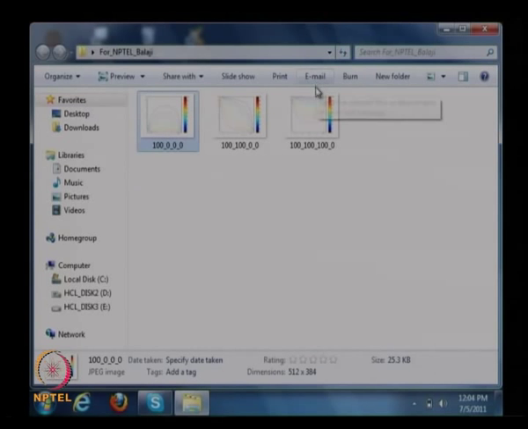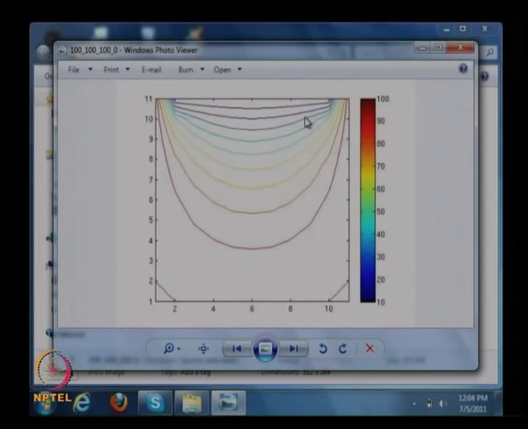Now for other conditions also we have got this. So this is basically 3 walls at 100 and 1 wall is at 0 degree centigrade. Which wall, we will have to find out which wall is at 0 degree centigrade, can you tell us? Top wall, because the red color is here, the top wall is at 0 degree centigrade, okay.